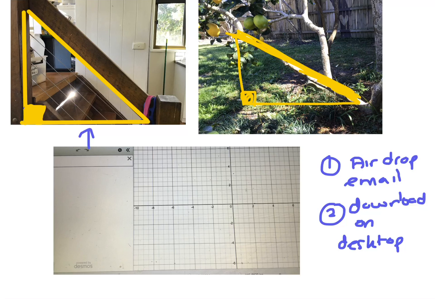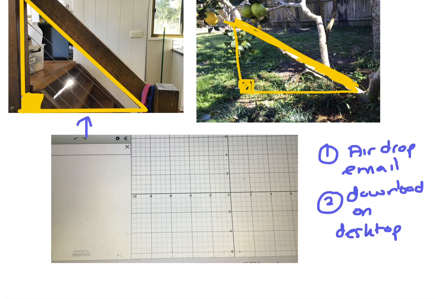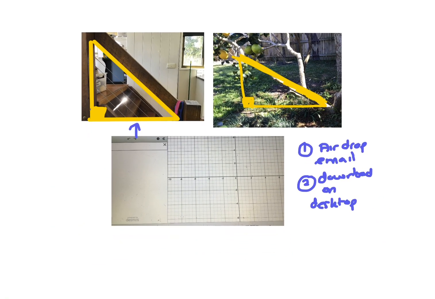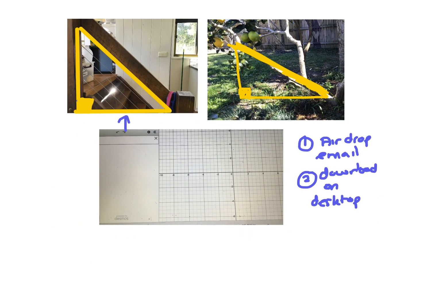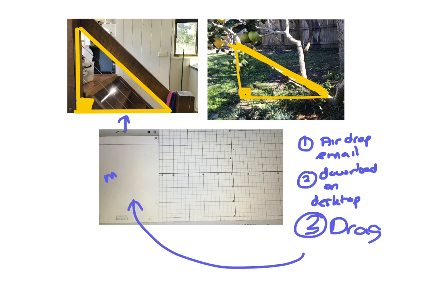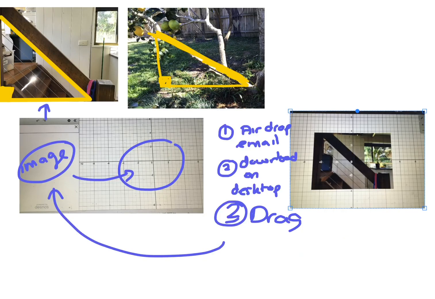And then once you've got your photos downloaded onto your desktop, what you need to do is drag it from your desktop into this spot, and when you do this, it comes up as an image, and then it will automatically project it onto this page, and then it'll go on top of the number plane.